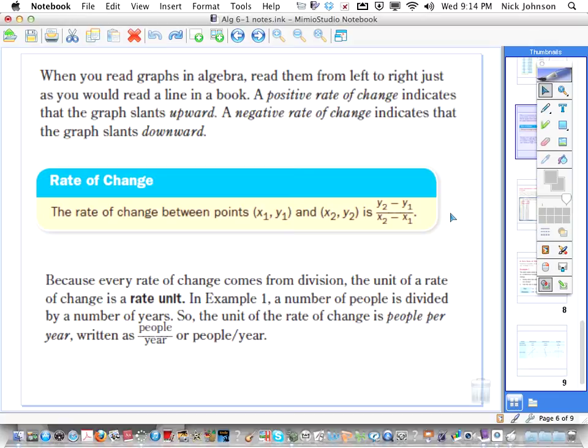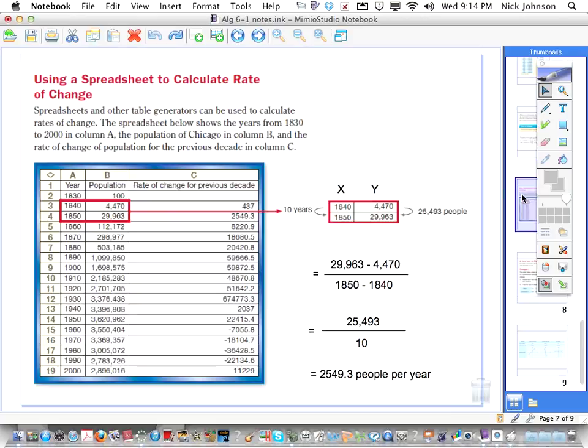Because every rate of change comes from division, the unit of a rate of change is a rate unit. So in example 1, a number of people is divided by the number of years. So our unit rate was people per year, written as people divided by year, or people / year, as you saw me write as well.